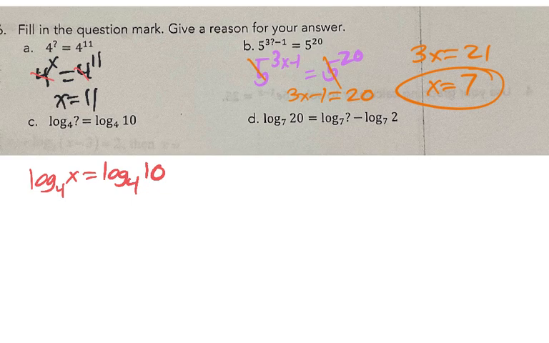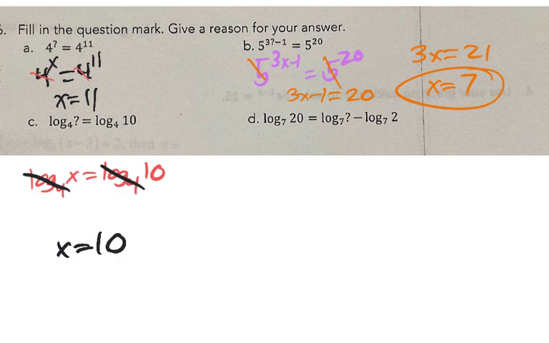If I look at C, log base 4 of x equals log base 4 of 10. What does x have to equal? So what could I do here? Here's the rule on this one. When I have a single logarithm on both sides that has the same base, I can drop that logarithm, but only when it's a single logarithm.